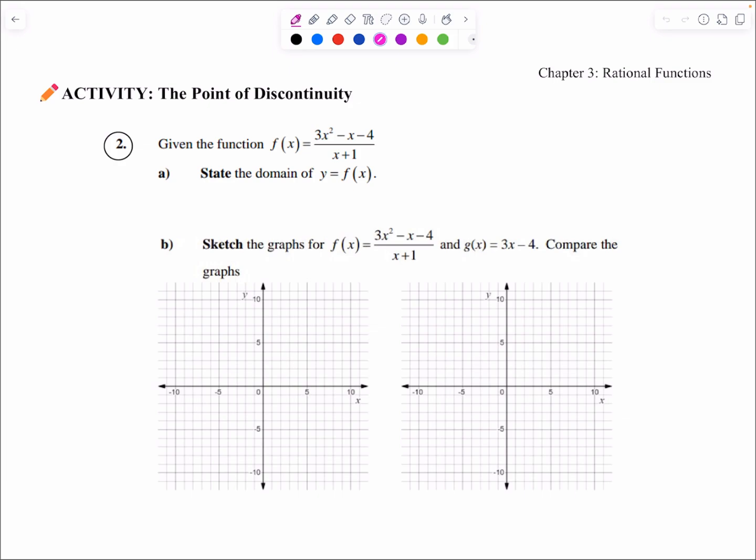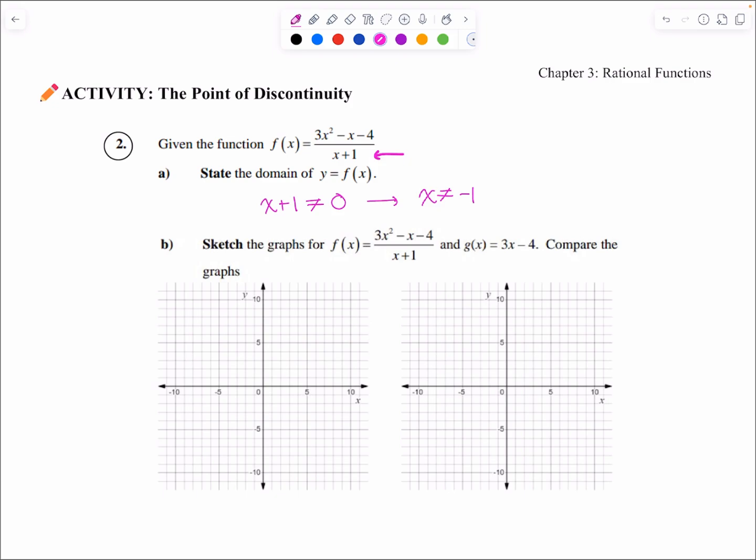The first part is saying state the domain of this rational function f at x. This rational function has a denominator, and the denominator is this x plus 1. Anytime we have a denominator with a variable in it, we have a potential for division by 0 to occur. So we could simply say x plus 1 can't be 0. We can subtract 1 on the other side and say x cannot equal -1. That is the only restriction on the domain of this function.